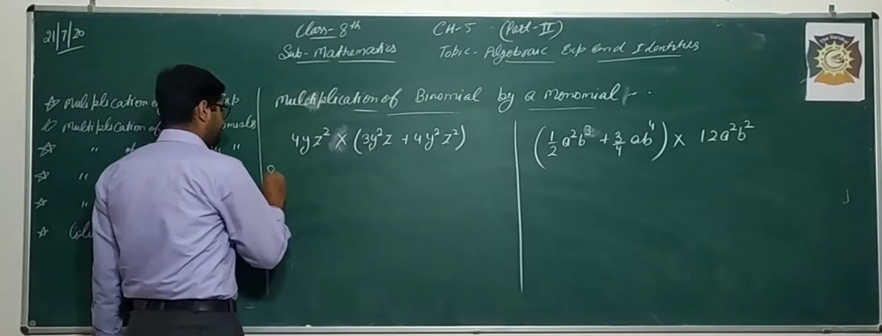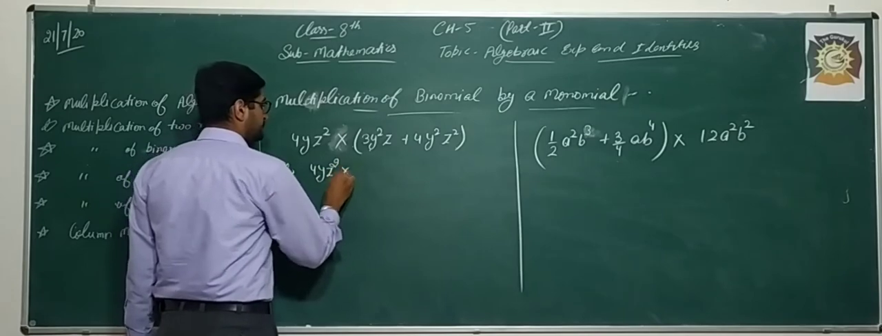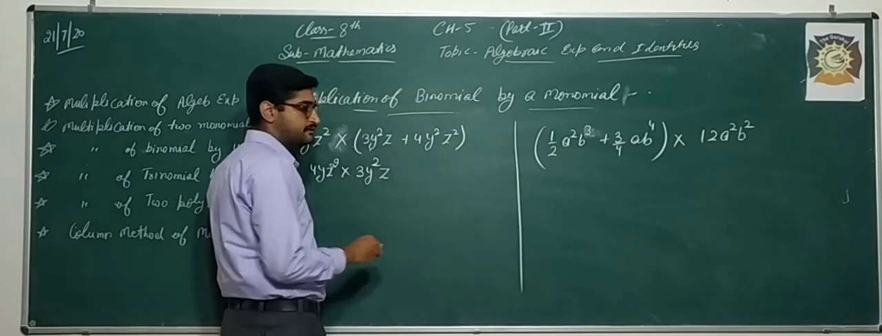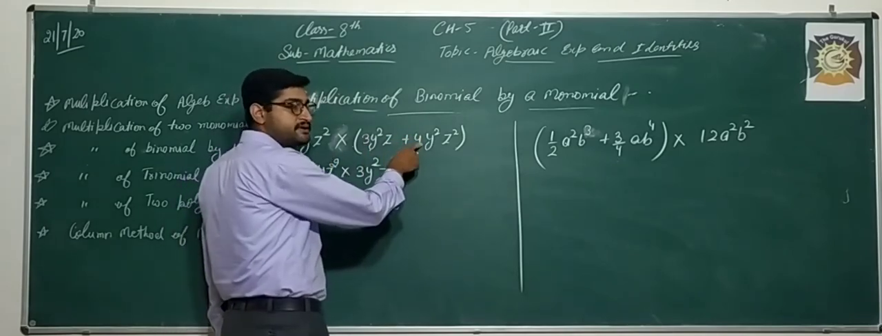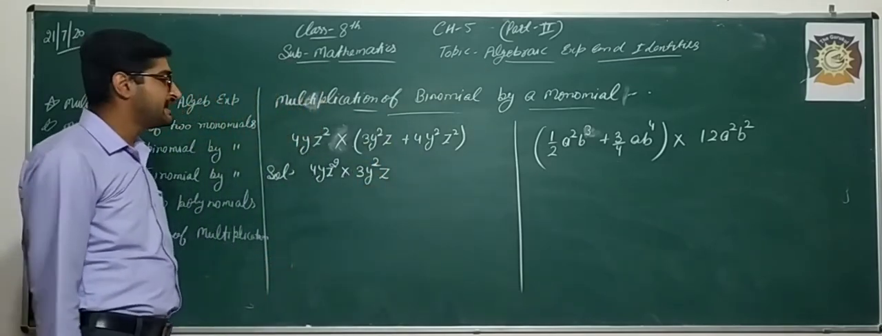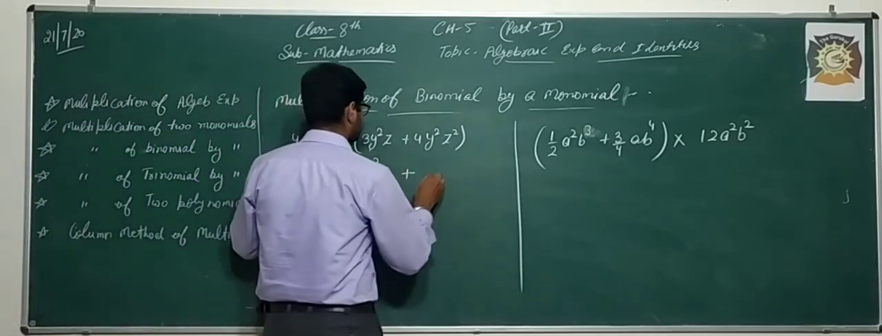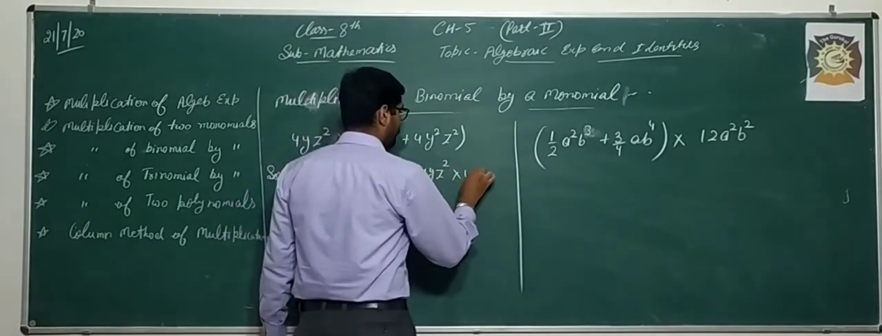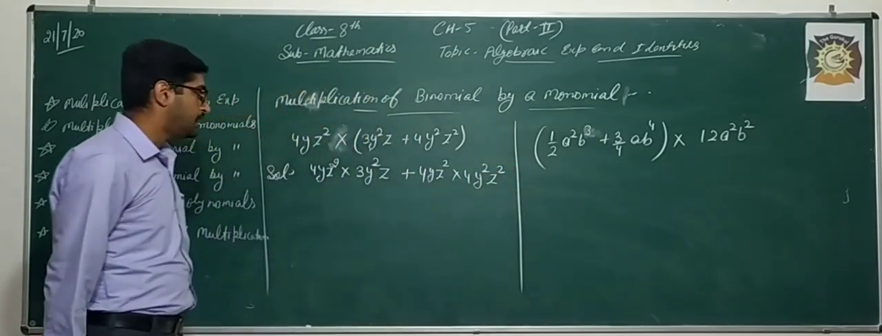First of all, we will write it as 4yz square into 3y square z. Is it clear? Now this value is positive, this value is also positive, and according to the first rule, if both the terms are of like sign, then the answer will be positive. So here this will be positive, plus 4yz square into 4y square z square.